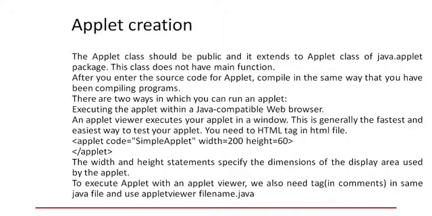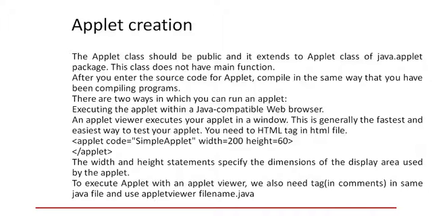Talking about creation of the applet, there are a few rules you should know. Applet class should be public. It must extend the Applet class, which is part of the java.applet package. This class does not have a main function. After you enter the source code for the applet, compile it the same way as you are doing right now.